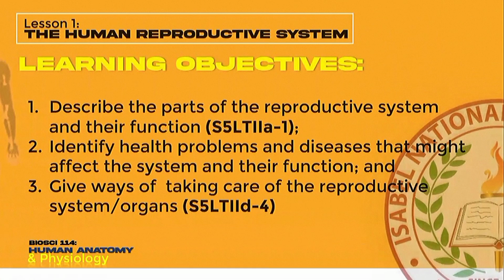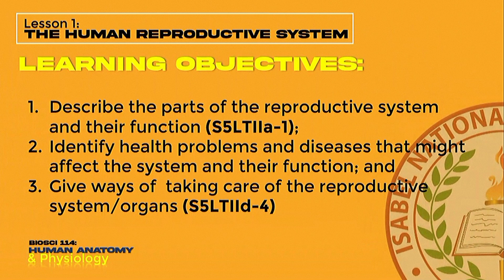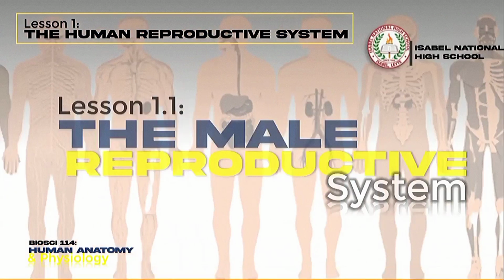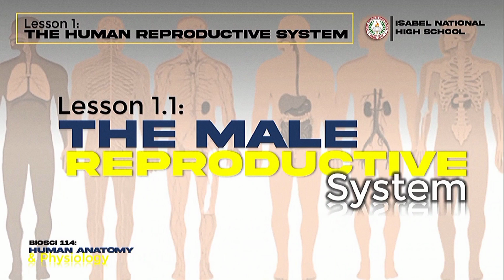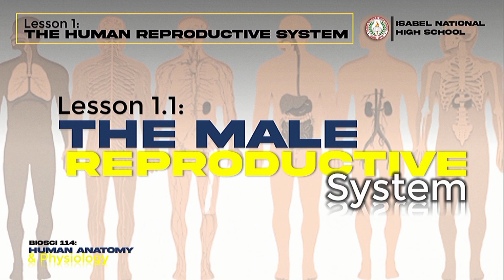Here are the learning objectives for today's discussion. First, describe the parts of the reproductive system and their functions. Identify the health problems and the diseases that might affect the system and their function. Lastly, give ways of taking care of the reproductive system and organs. Specifically, we will be dealing with the male reproductive system.